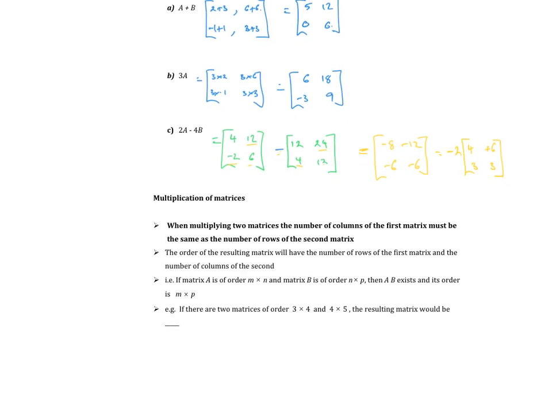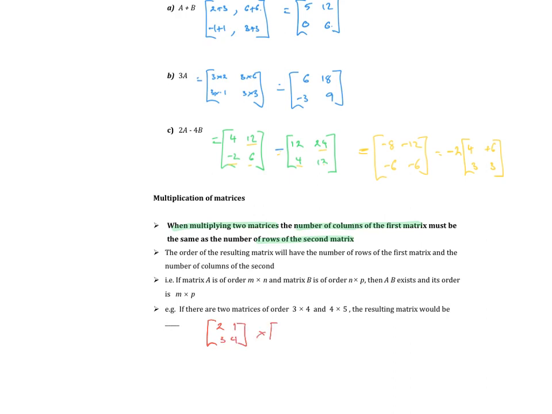If I want to multiply two matrices, it's a little bit different. The key element here is, and it's confusing to describe, but it's easy to see. When multiplying two matrices, the number of columns of the first matrix must be the same as the number of rows of the second matrix. And there's a few interesting tidbits there.